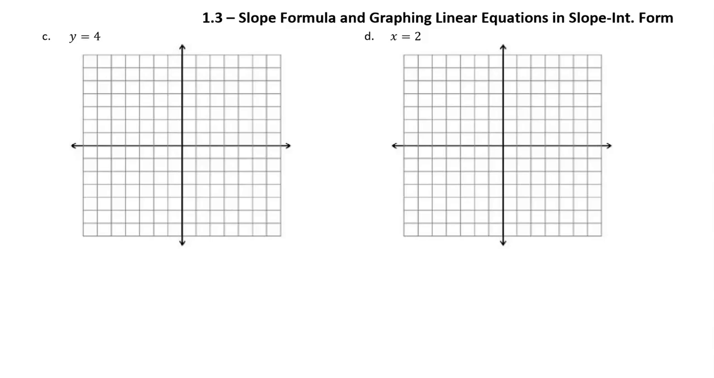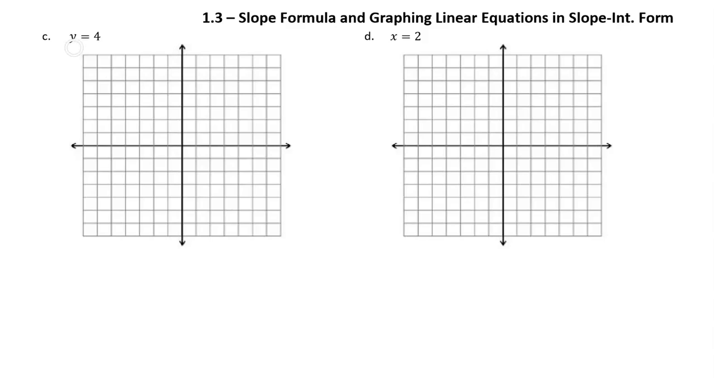NCBM 0324, Section 1.3, Slope Formula and Graphing Linear Equations in Slope-Intercept Form, Part 5. Let's practice a few more of these graphs. So this is still example 4. We're going to graph in either way, whatever way we choose, either with mx plus b or with the table. But let's look at example 4c.